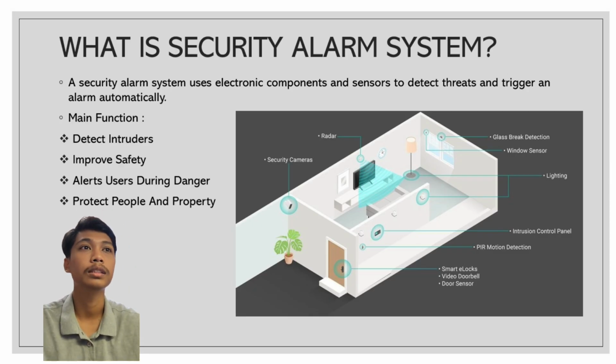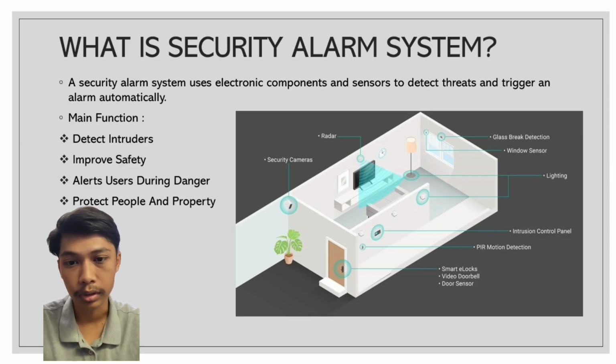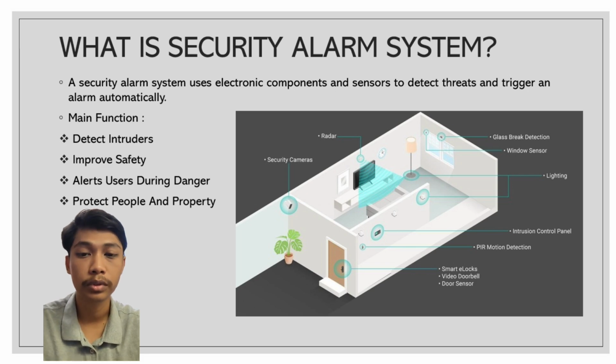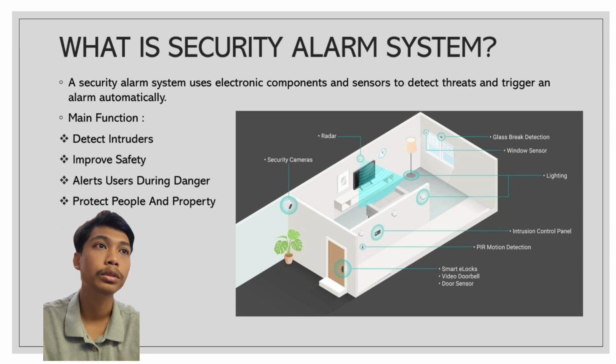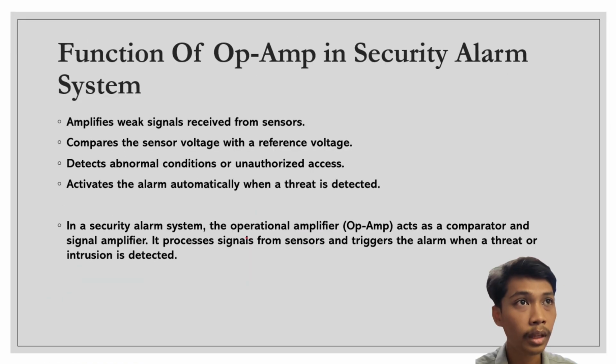Some of the main functions are to detect intruders, to improve safety, to alert users during danger, and to protect property and people. Next is the function of the OP AMP in a security alarm system.